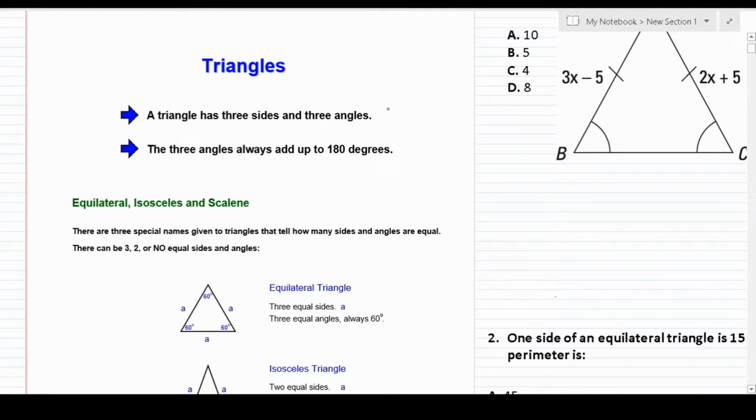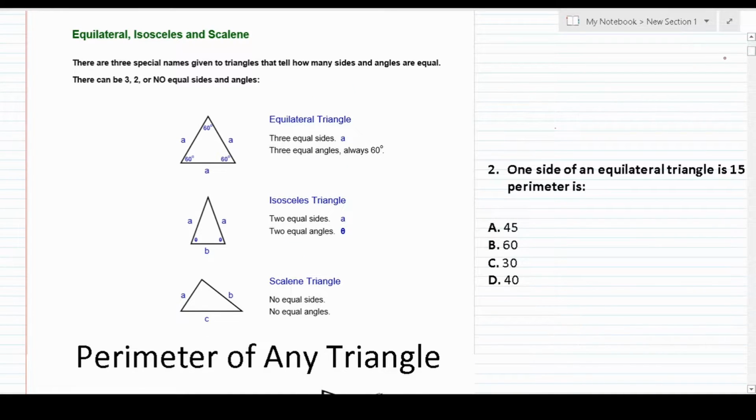Previously I mentioned that all triangles have three sides and three angles, and according to the triangle sum theorem, the three angles always add up to 180 degrees. As I mentioned, I want to discuss some basic properties about triangles, more specifically equilateral triangles, isosceles triangles, and scalene triangles. As we can see, an equilateral triangle is one in which all the sides are equal, and more often than not, that's denoted with bars on each side of the triangle. And in addition to having sides that are all equal, all the angles inside an equilateral triangle are 60 degrees.